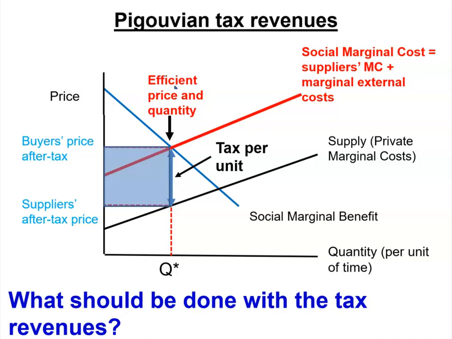Governments could use it to reduce other taxes. The revenues could be used for some public purpose, perhaps cleaning up the pollution that had been caused by this activity. So there's all kinds of possibilities. As I say, economic theory doesn't answer that. Well, this is the theory of a Pigovian tax.